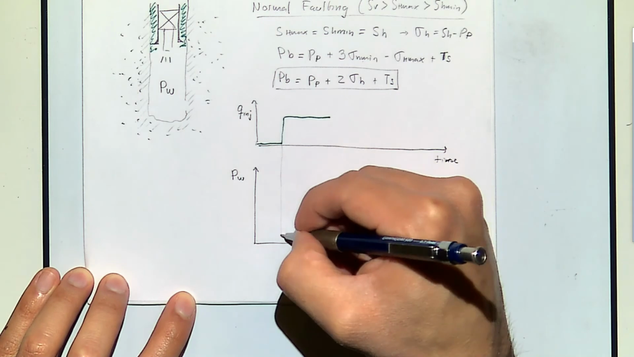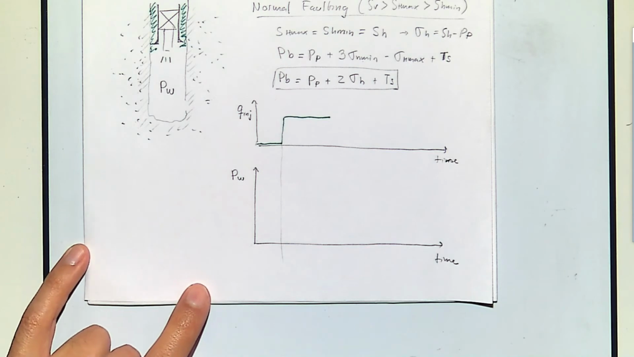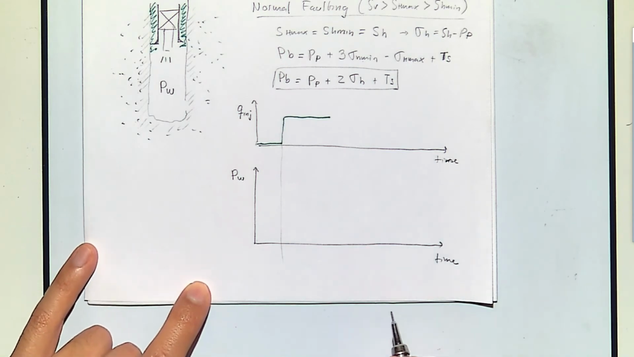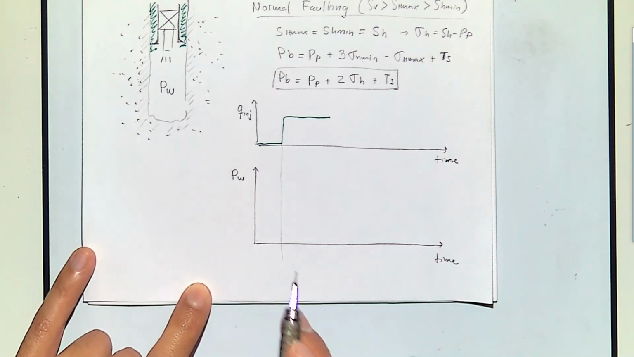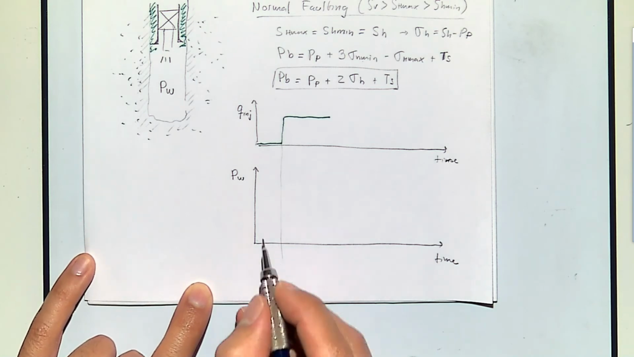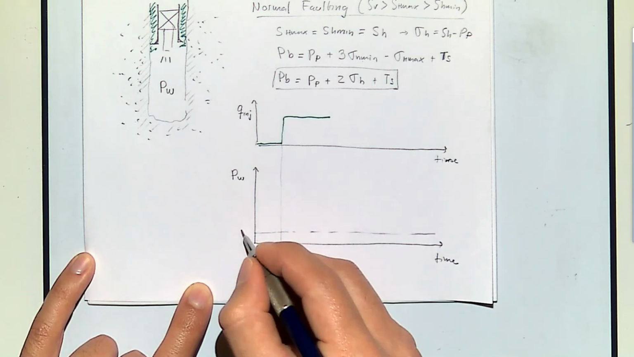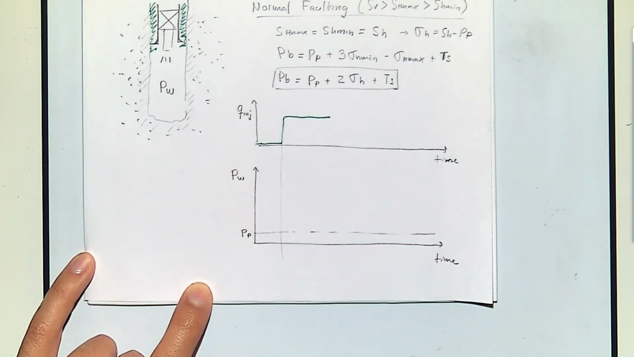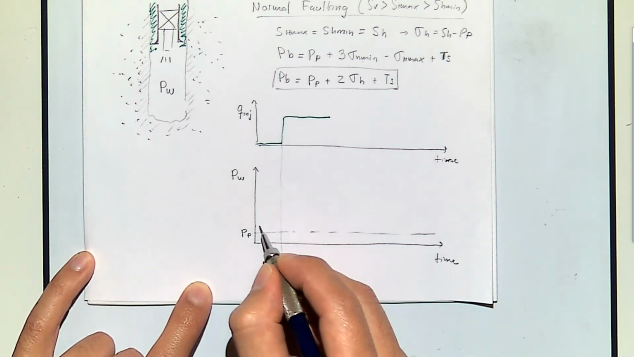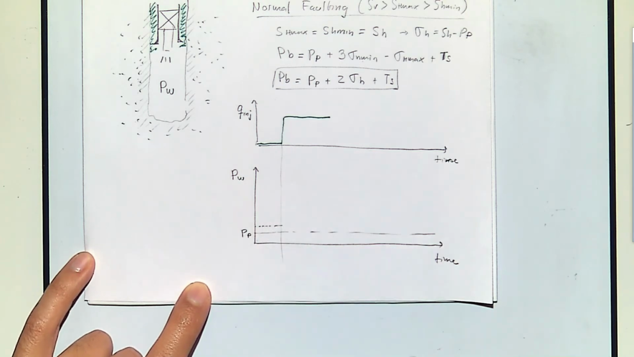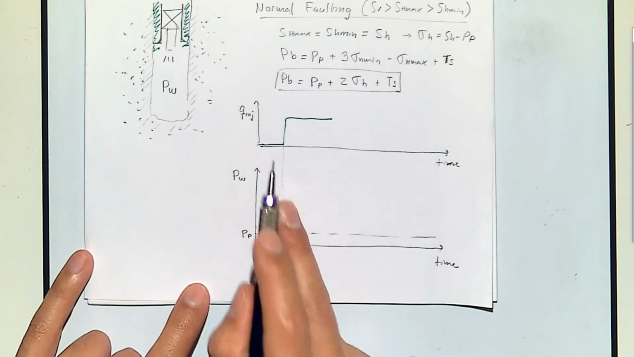Okay, so let's start with this. At the beginning, when you're not injecting anything, this is going to be in equilibrium with the column of drilling mud. And let's assume for the moment that this value is your pore pressure, and that we start at a value which is somewhere over here. That's the initial PW. And it's not changing because I'm not injecting anything yet.